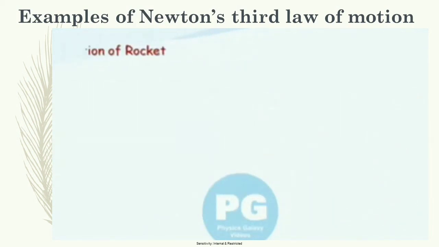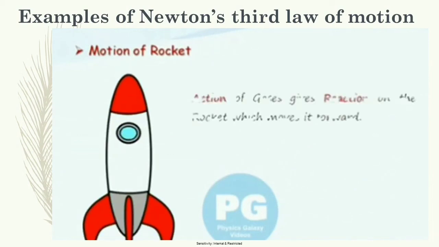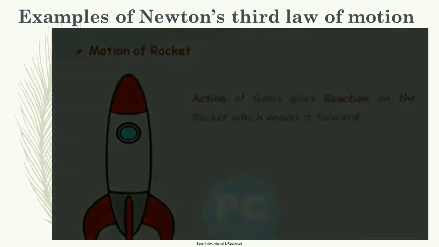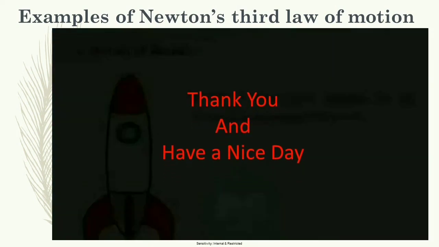Our next example is in case of jet aeroplanes and rockets. In jet engines and rockets, the fuel is burned to produce a large quantity of hot gases. These hot gases come out of the nozzle with a great force. This is the action force, and according to Newton's third law of motion, the equal and opposite reaction pushes the jet aeroplanes and rockets forward with a great speed. So these all are the applications of Newton's third law of motion.